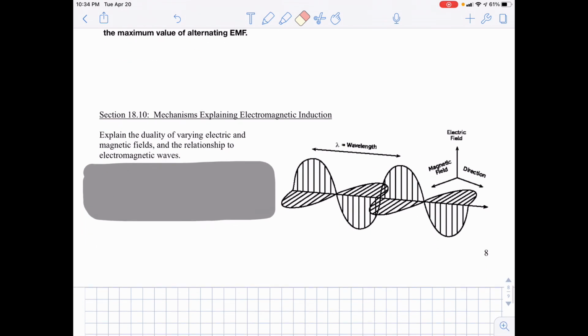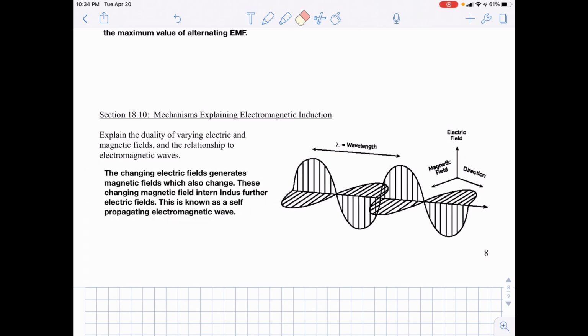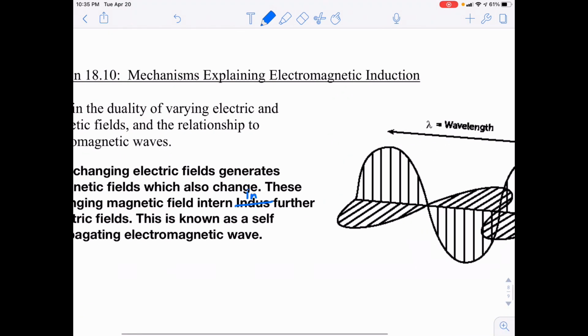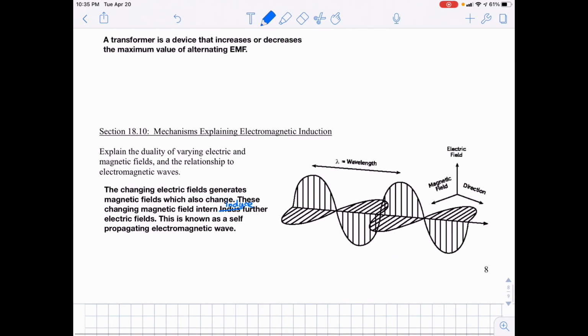Section 18.10, Mechanisms Explaining Electromagnetic Induction. Explain the duality of varying electric and magnetic fields and the relationship to electromagnetic waves. Well, essentially, you have changing electric fields which generate magnetic fields that will also end up changing themselves. These changing magnetic fields will in turn induce further electric fields to be changing. This process keeps going on and on and on.